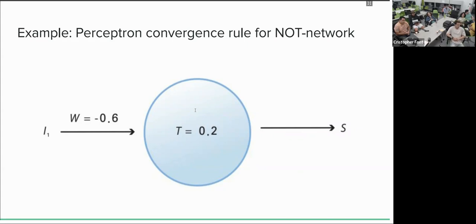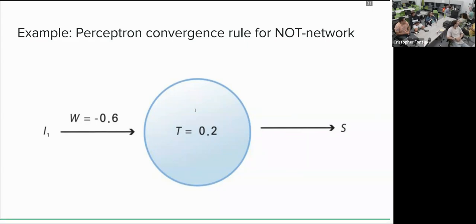So this is equal to 0.5 times 1 times the input, which was 0. So the change in weight is 0. So we don't actually need to change the weight. And it makes a lot of sense, because if the input is 0, then no weight we put here is going to change the fact that this is 0. So the weight is going to stay the same, but we can change the threshold. We see that we can subtract 0.5 from our current threshold. So our new threshold is going to be equal to negative 0.3.